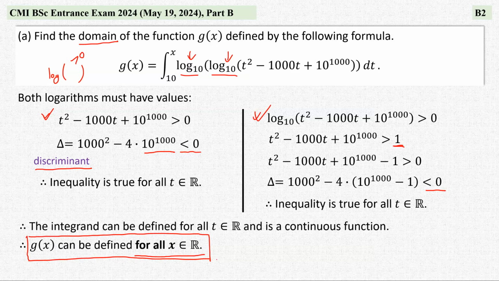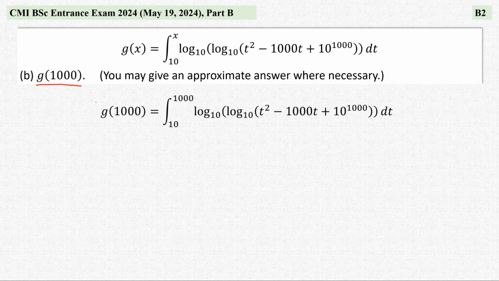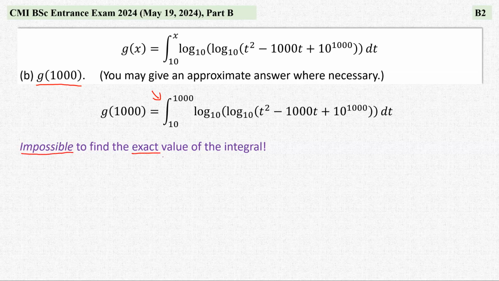So now that we found the domain, let's move on to problem B, finding the value of g of 1000. Well, as for the starter, g of 1000 is the value of this definite integral. Now, if you attempt to integrate the given logarithmic function, you will soon find out it is impossible to integrate the given integrand function and express it using the standard functions we commonly use, meaning that it is impossible to find the exact value of this integral. Therefore, as stated in the problem, let us try to find the approximate value of this definite integral.